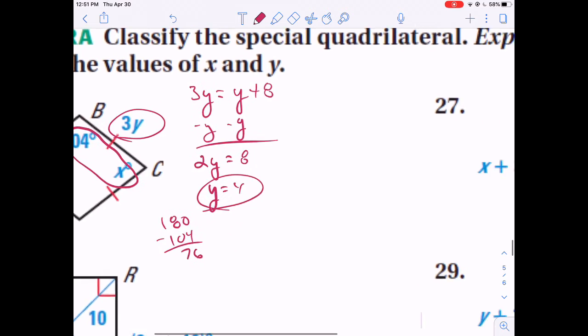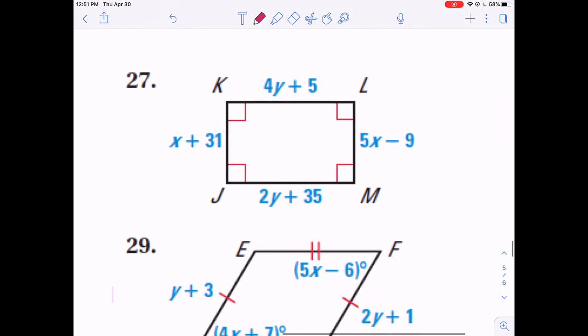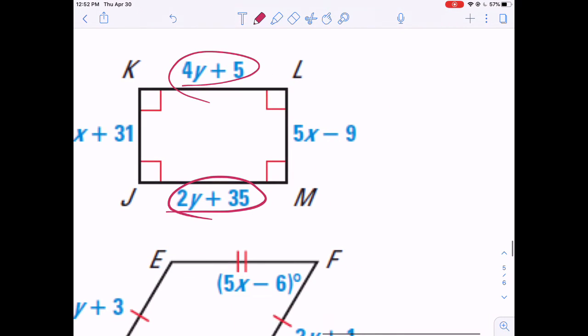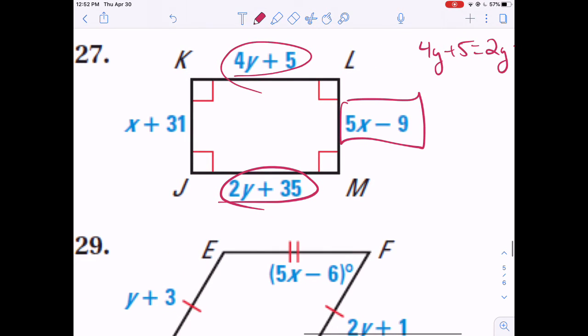All right. Looking at the rectangle, very similar to what we just did. You know, opposite sides are equal on any parallelogram. So this equals that, and you can write that as your equation. 4y plus 5 equals, oh, I'll write it, but you guys can solve it. 4y plus 5 equals 2y plus 35. Same with the x ones as well. Those are equal, so say they're equal. Go solve x.